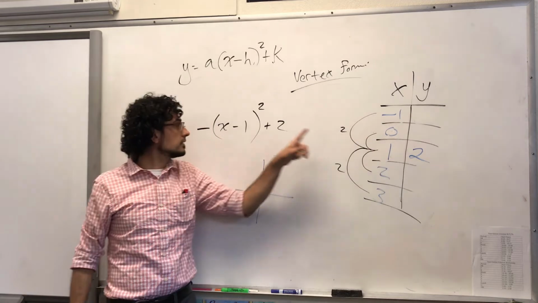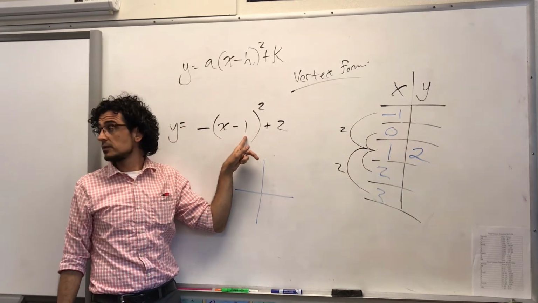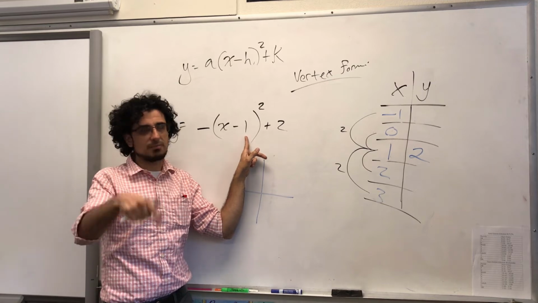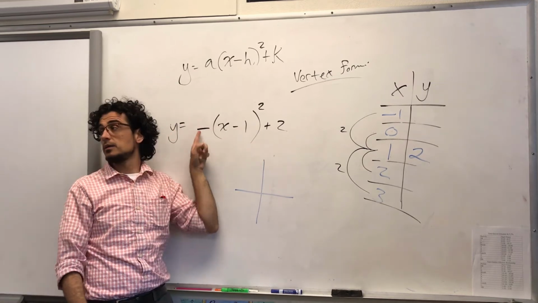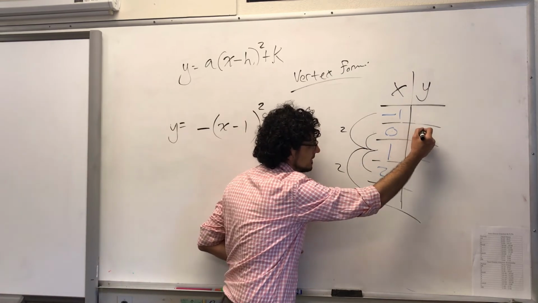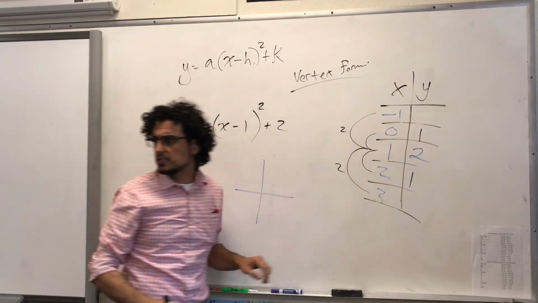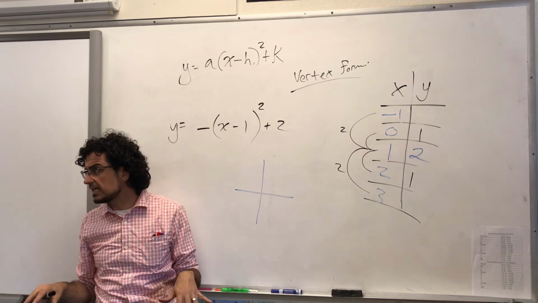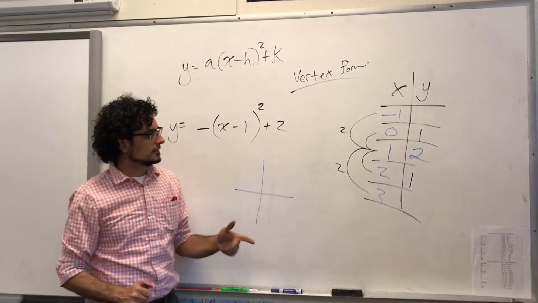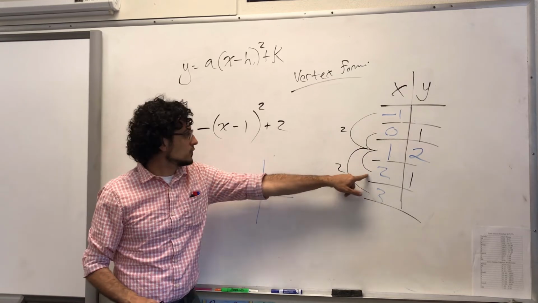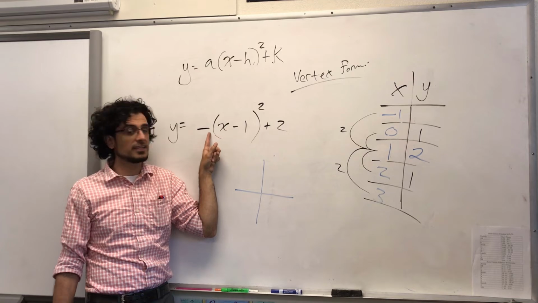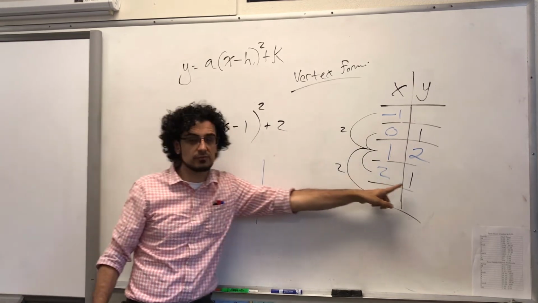Let's plug in 0. What's 0 minus 1? What's negative 1 squared? It's positive 1 because a negative times a negative is a positive. So now we have positive 1. Makes it a negative 1 plus 2 is positive 1. Is everybody okay with that? Just to double check this one, if I plugged in 2, 2 minus 1 is 1, 1 squared is 1. The negative on the outside makes it a negative 1, plus 2 is positive 1.